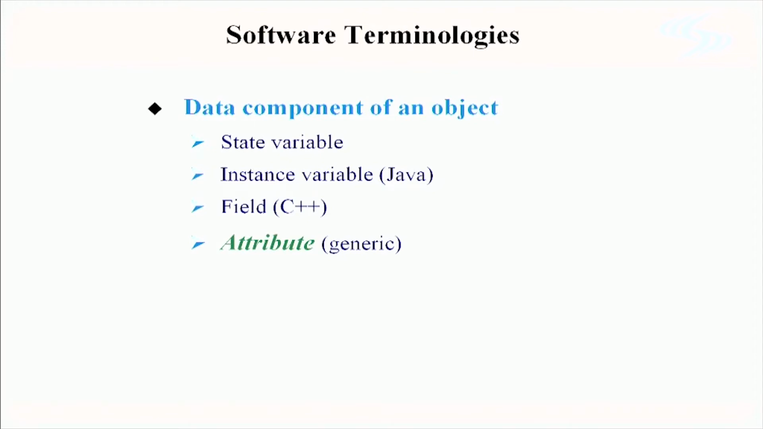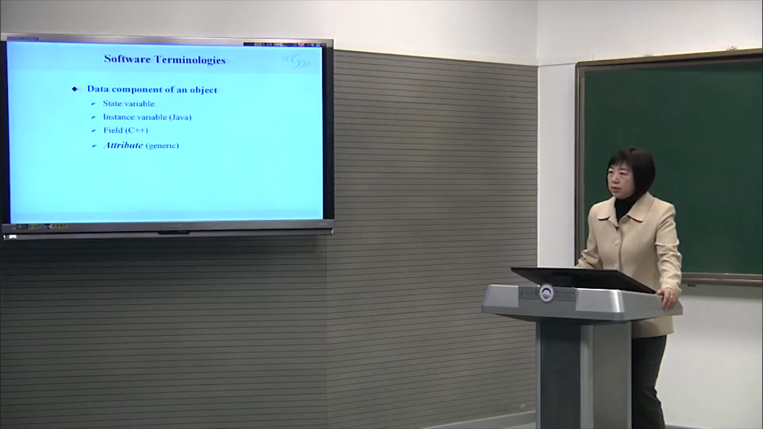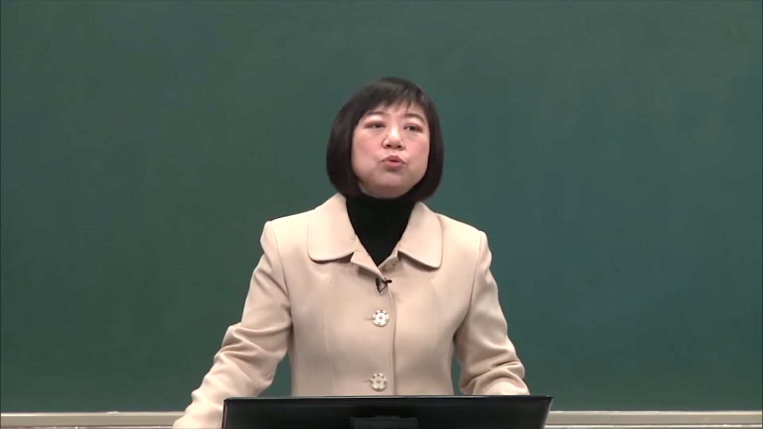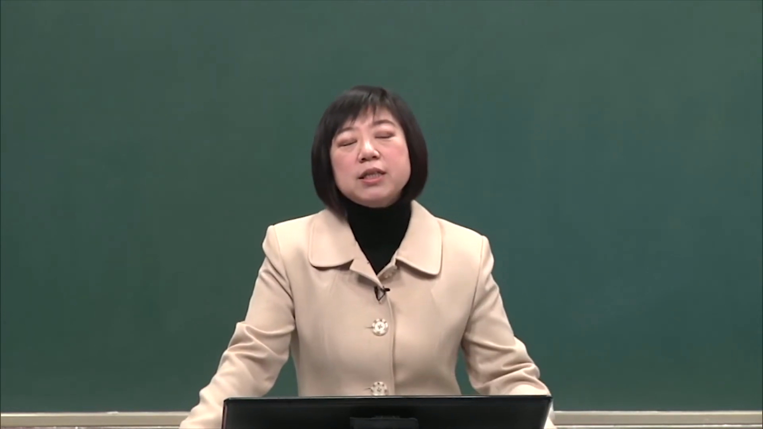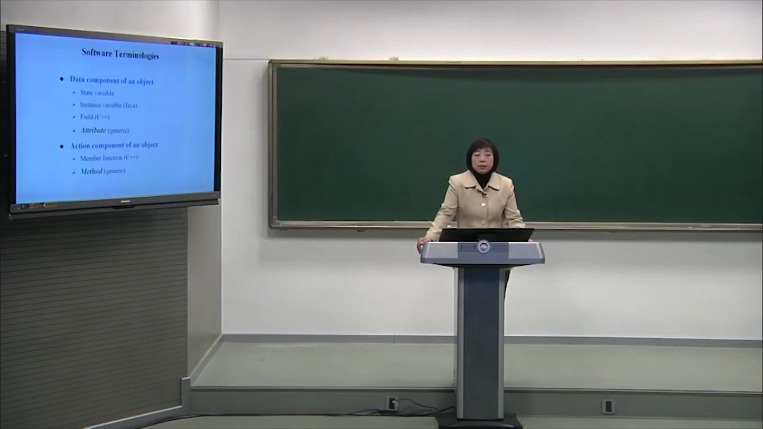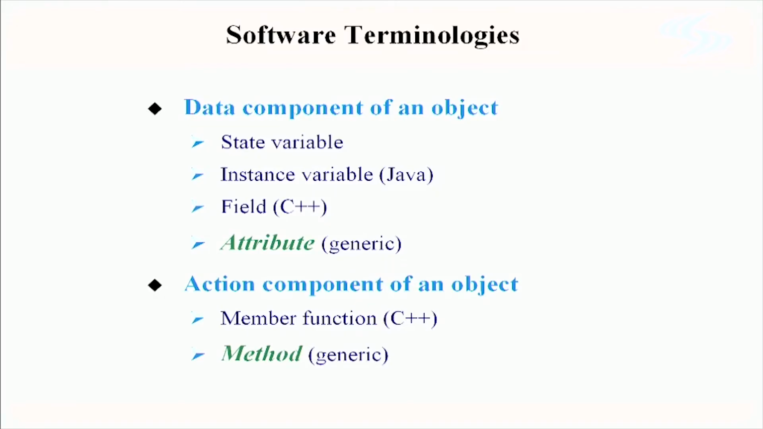Okay, data component of an object. I believe all of you have learned some object-oriented programming languages, such as Java or C++, and so on. And we understand that a class or object is composed of two components. One component is data and the other is the action component. In the language of C++, the data component is called a field. And in Java, maybe it's called instance variables. It's just state variables.